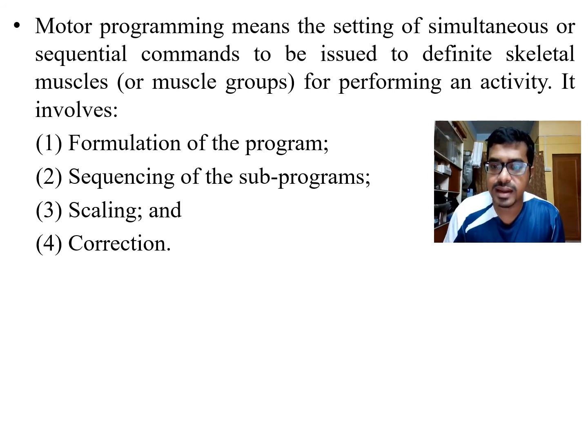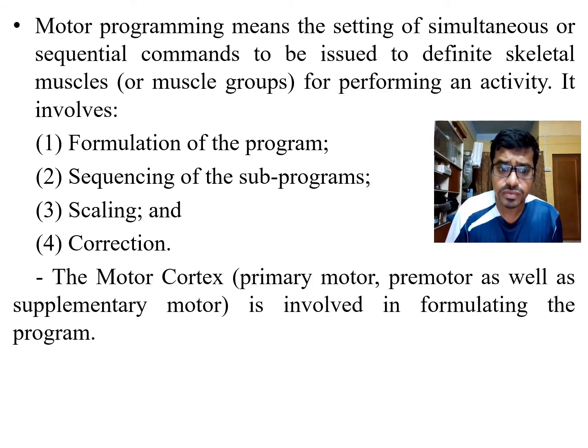So scaling and correction occur when the execution is already going on. Formulating and sequencing the programs occurs before the execution. Scaling and correction go hand in hand during the execution of the motor program. Now, what are the different parts of the central nervous system involved in this motor programming?